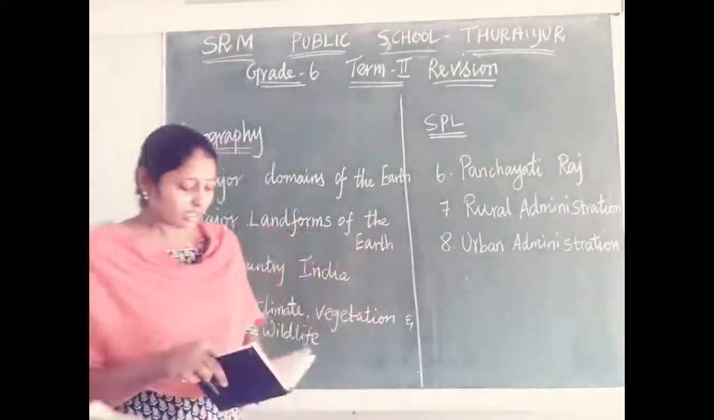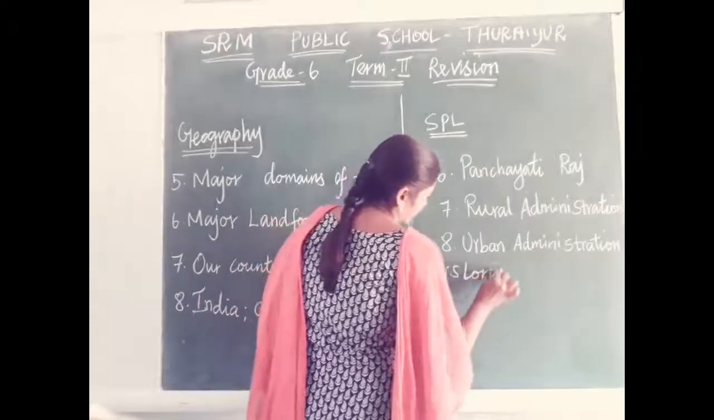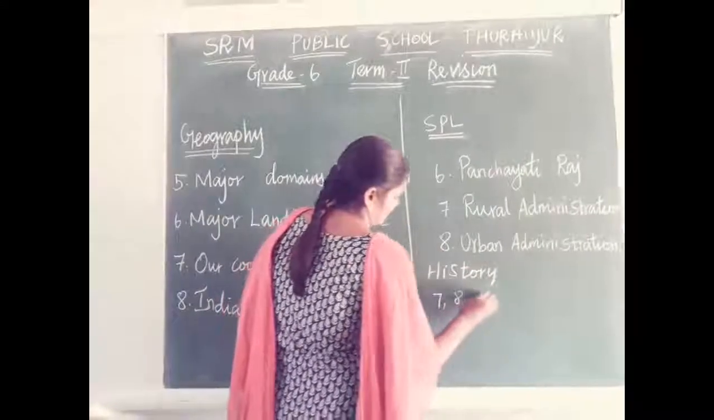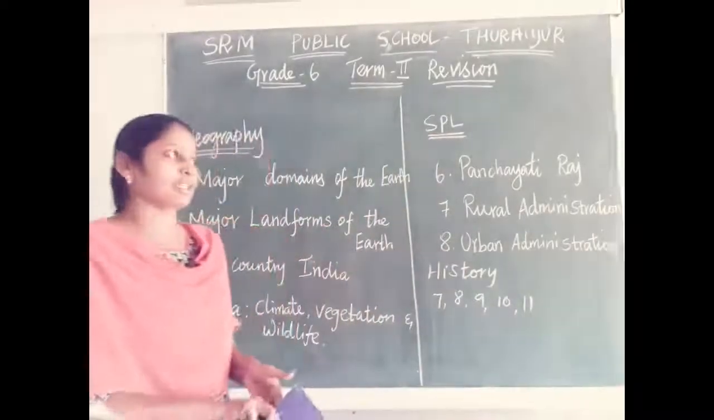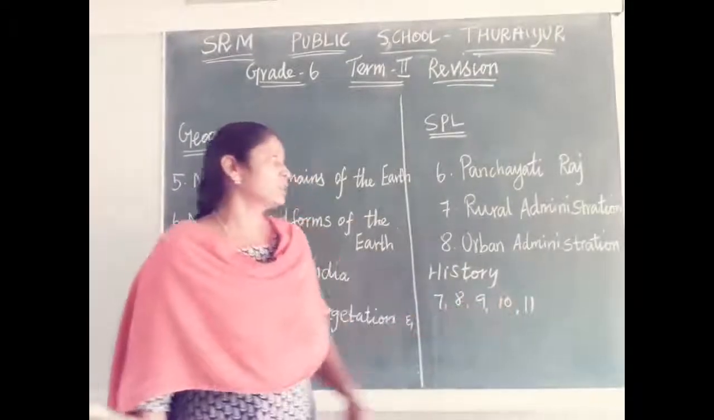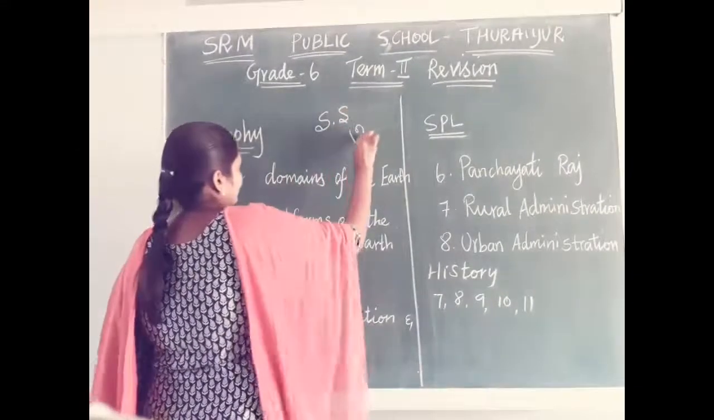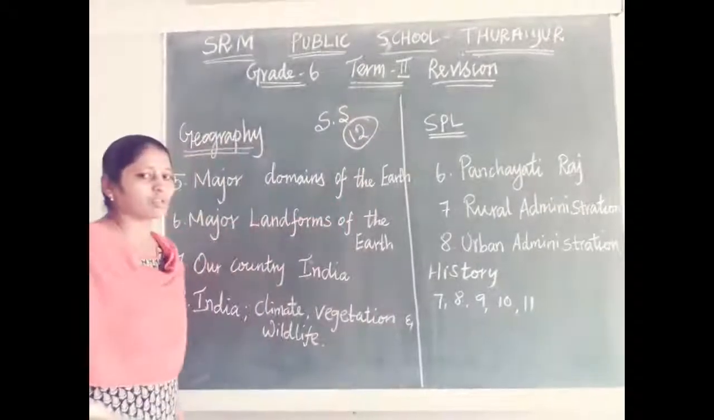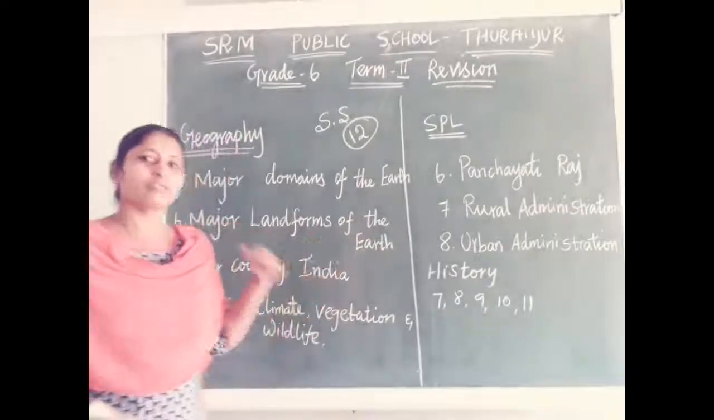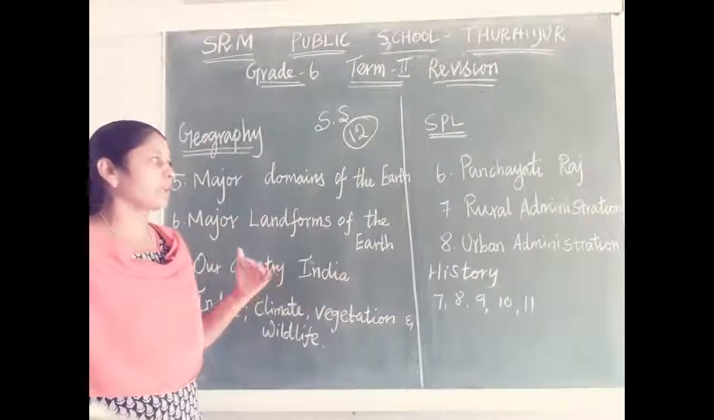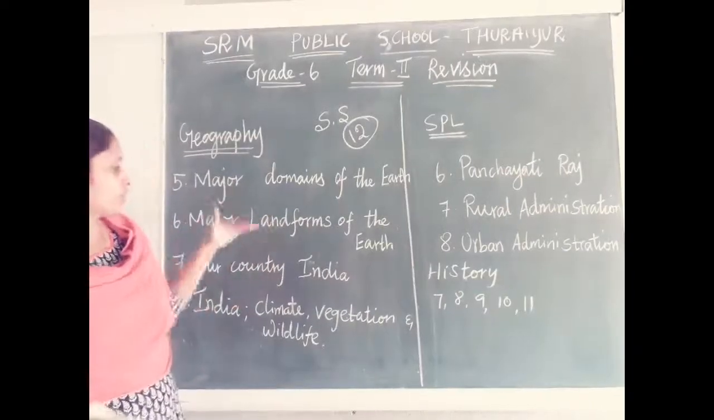In history, lesson numbers 7, 8, 9, 10 and 11. So altogether for SS you have to read 12 lessons. In those 12 lessons you will have questions for the Term 2 exam, right? So next we will move one by one. We are going to revise one by one, right?